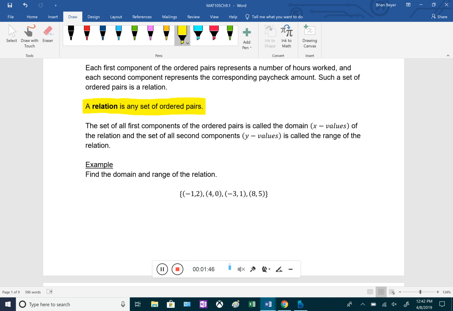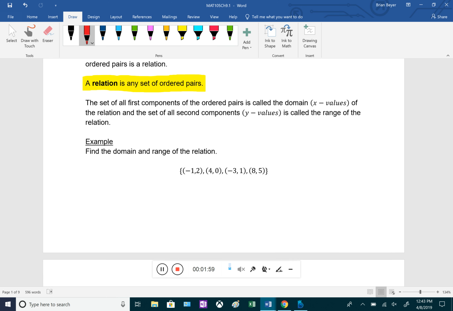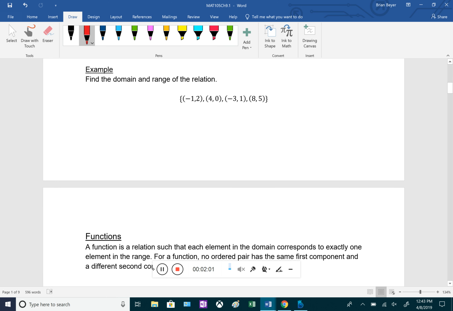The set of all the first components in the ordered pair is called the domain, which are going to be considered x values. And the set of all the second components is called the range, which will be the y values. So doing this example here, let's find the domain and range of this relation.